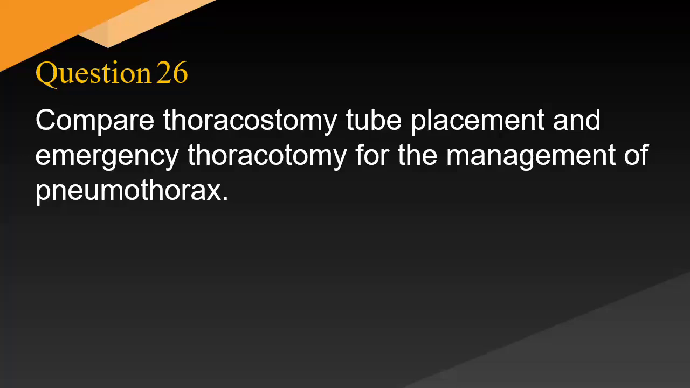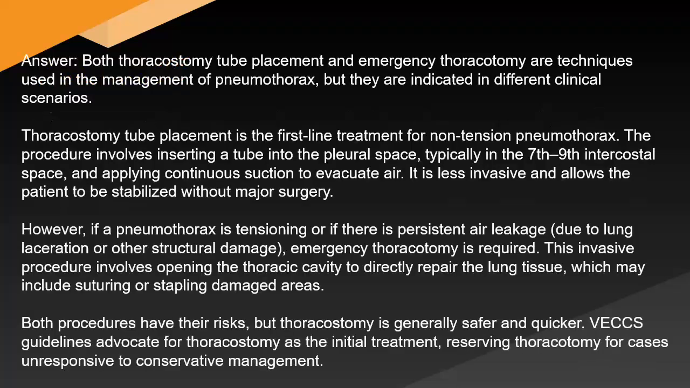Compare thoracostomy tube placement and emergency thoracotomy for the management of pneumothorax. Answer: Both thoracostomy tube placement and emergency thoracotomy are techniques used in the management of pneumothorax, but they are indicated in different clinical scenarios. Thoracostomy tube placement is the first-line treatment for non-tension pneumothorax. The procedure involves inserting a tube into the pleural space, typically in the 7th-9th intercostal space, and applying continuous suction to evacuate air. It is less invasive and allows the patient to be stabilized without major surgery.